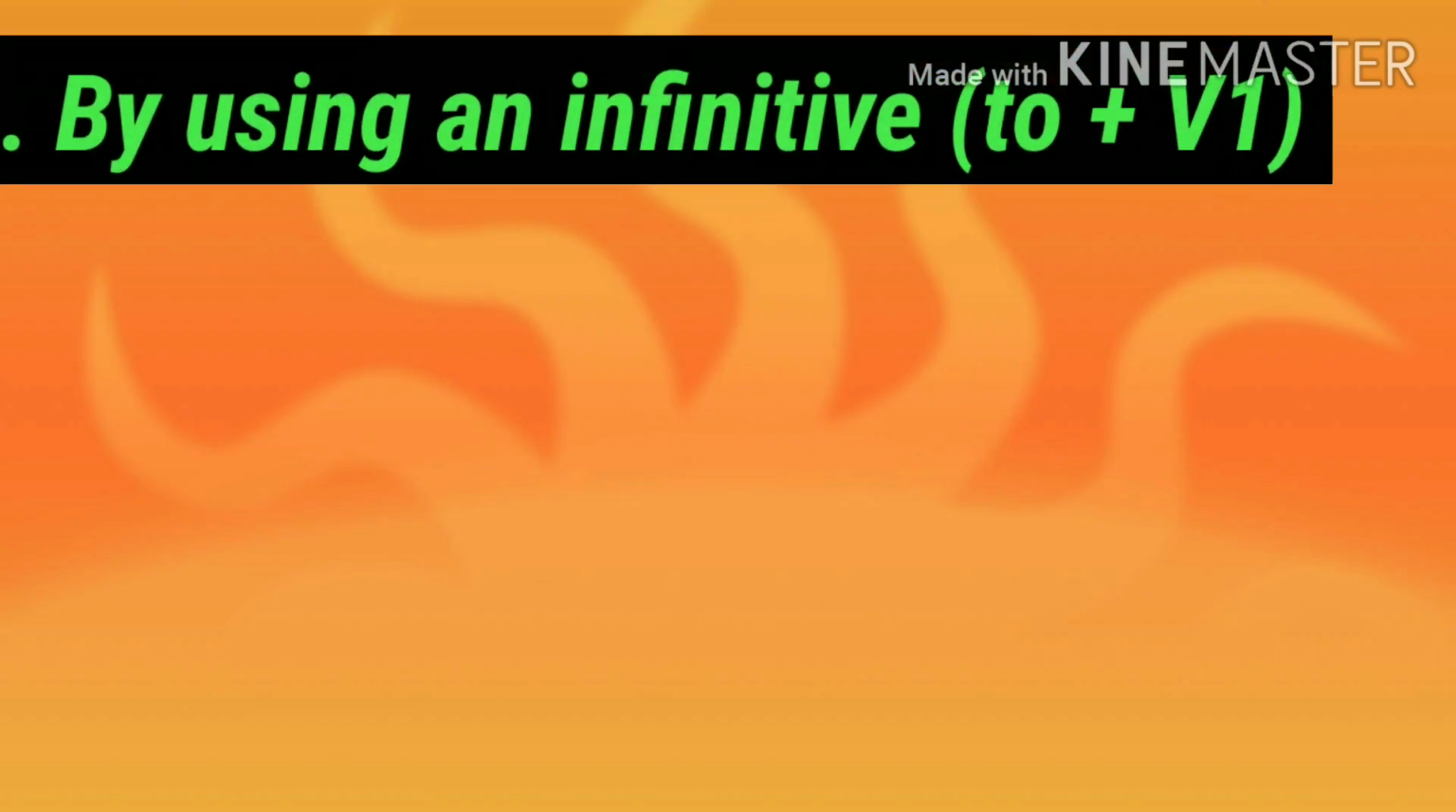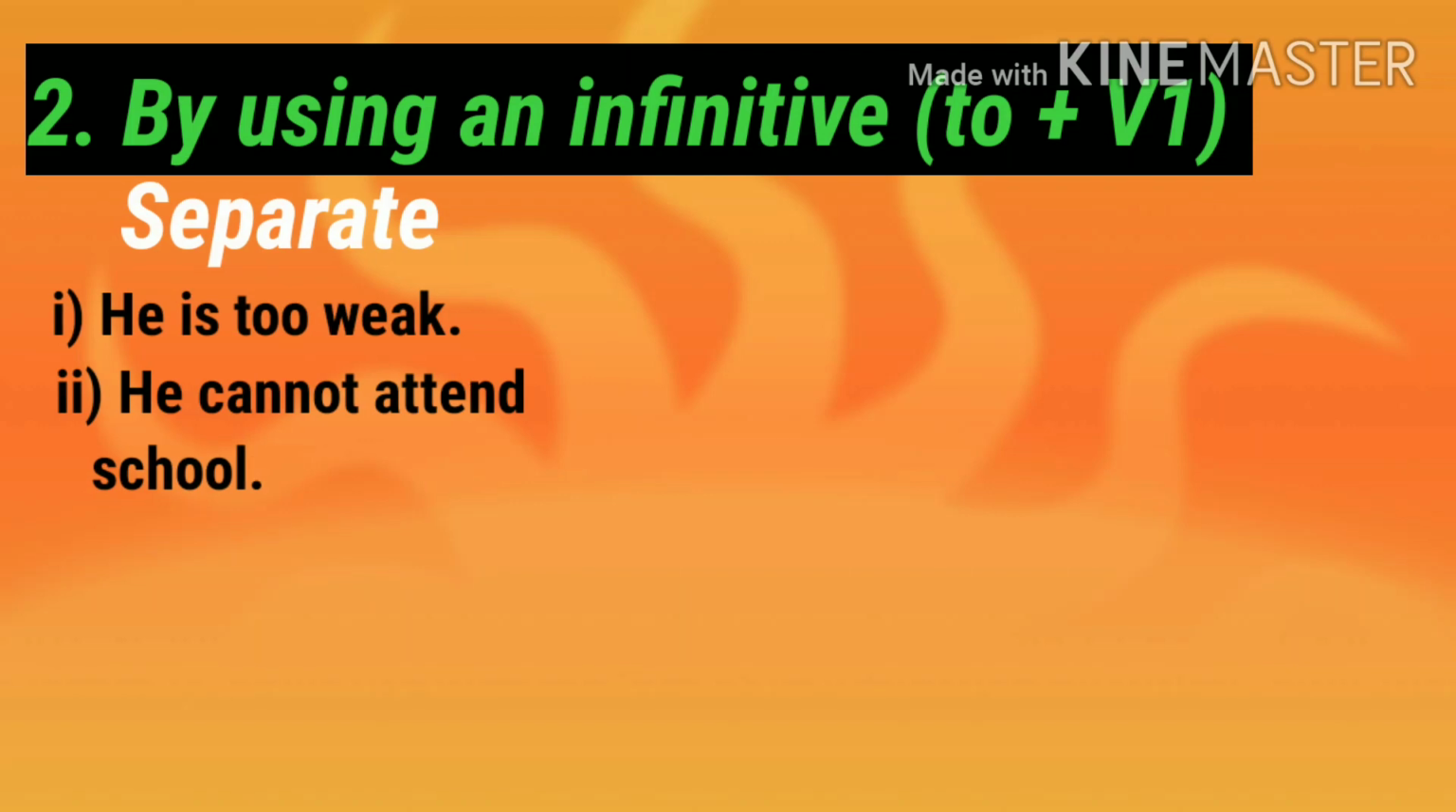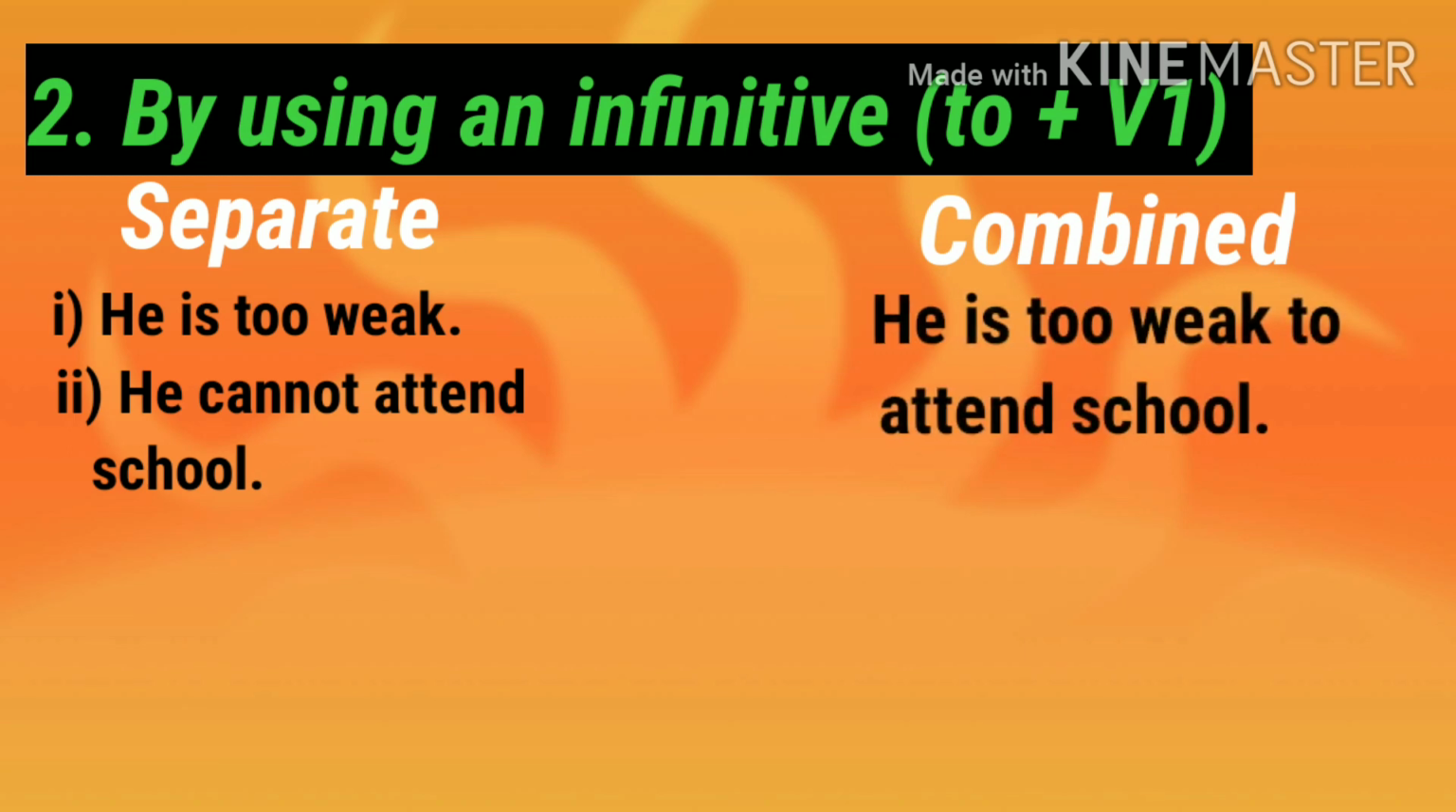Second one, by using an infinitive. An infinitive is a kind of non-finite verb, and its structure is to plus V1. V1 means the first form of the verb. For example, he is too weak. He cannot attend school. So we can combine these two separate sentences by using an infinitive: He is too weak to attend school. To, then attend, this is the first form of the verb.